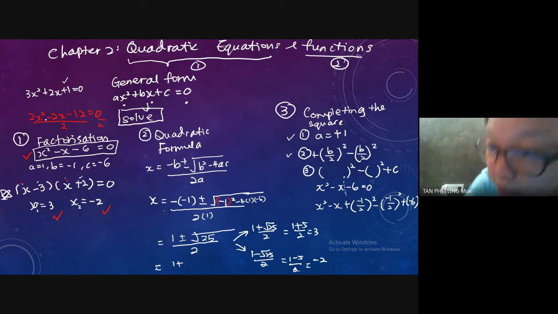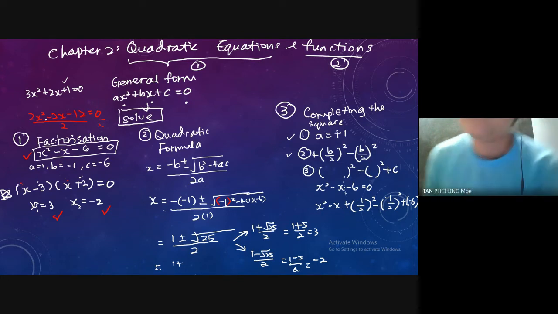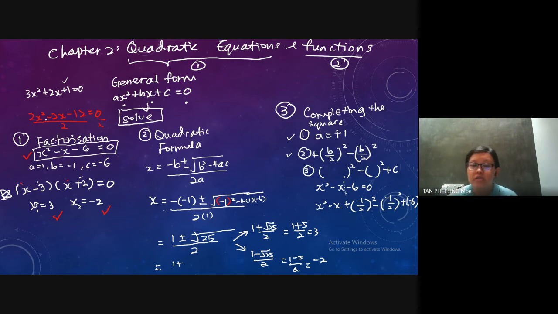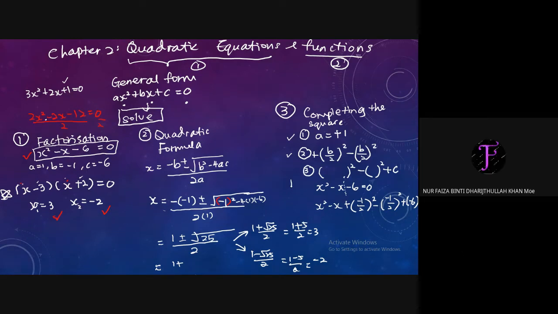Okay, so we have our A is 1. Our B, the second step is plus B over 2 square minus B over 2 square. And our C, now we're going on to C. Okay, so the third step. Our C is -6. Remember to put in. Okay, so I think I have to draw a line here.